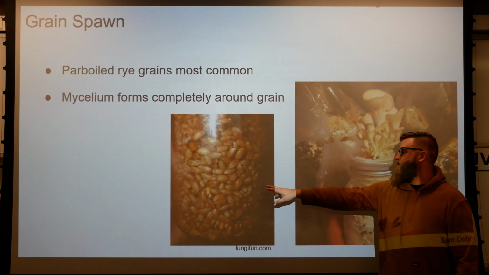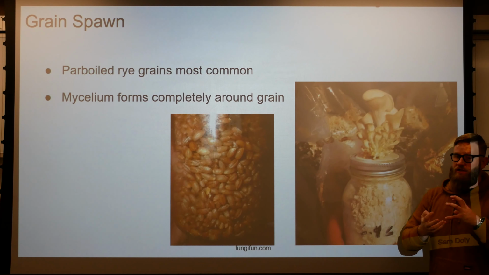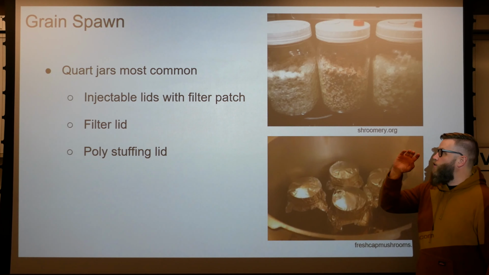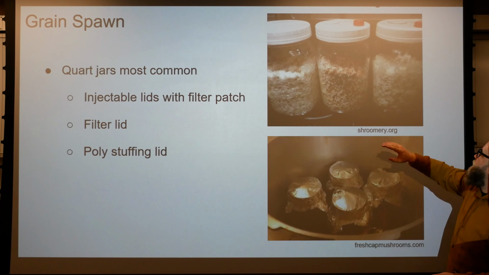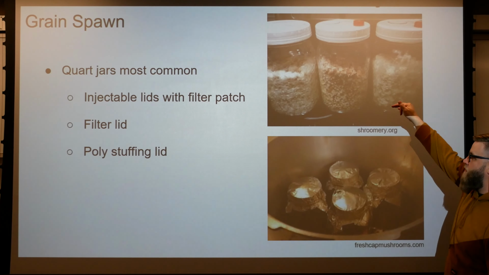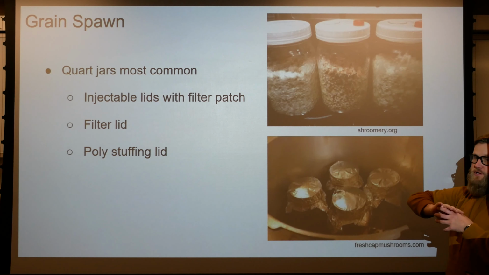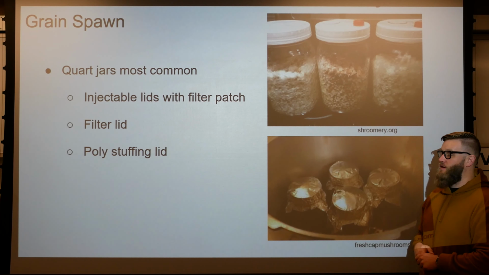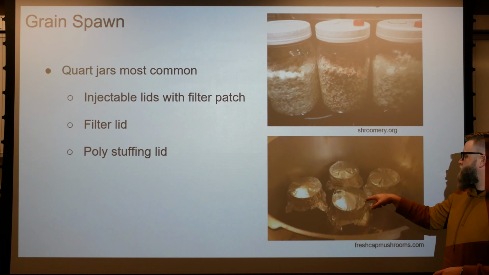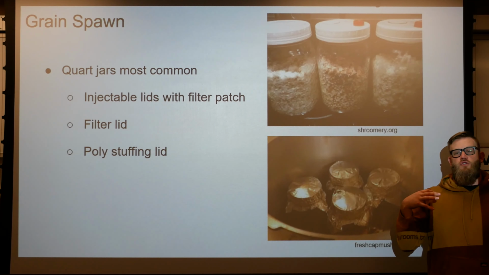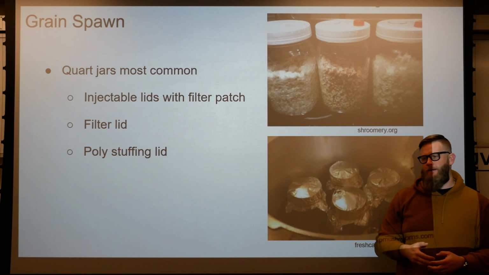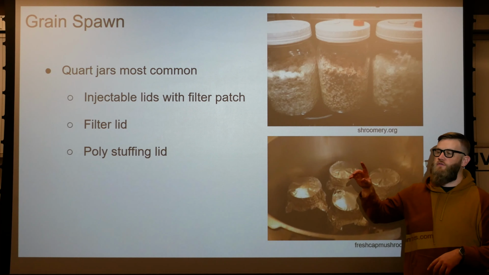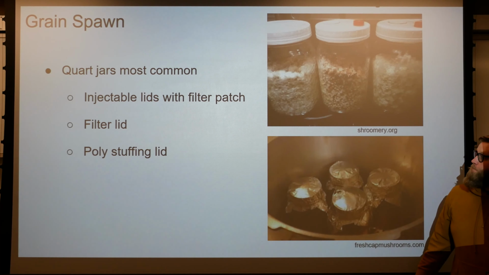So yeah, if you look at this stuff under a microscope, the mycelium colonizes completely around the grain. It's pretty neat. Quart jars are most common. There's those fancy injectable lids, and then they'll have a filter lid under it sometimes, or again, the poly stuffing lid is cheap. And as long as you cover the tops of those with some foil in your pressure cooker or your autoclave, the condensation that's falling down won't go through your filter and destroy it.